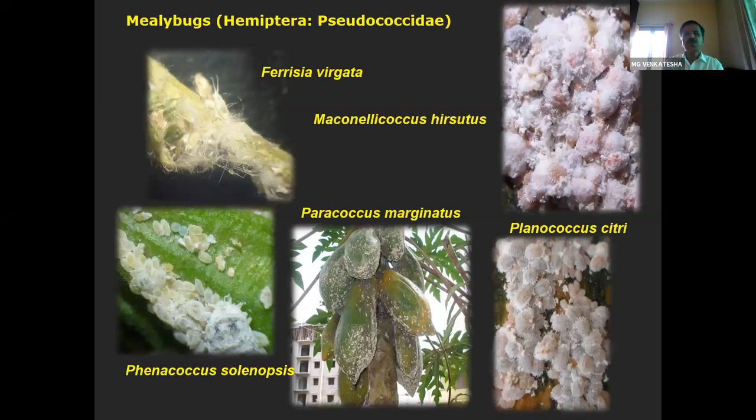In India, these are the very common mealybugs. Ferrisia virgata is known as the tailed mealybug. It also occurs on coffee, and sometimes it is serious on Robusta coffee in India. Maconellicoccus hirsutus is known as the pink hibiscus mealybug. In India, it is very common on grapes. And then Phenacoccus solenopsis is known as the cotton mealybug. This is very common on cotton.